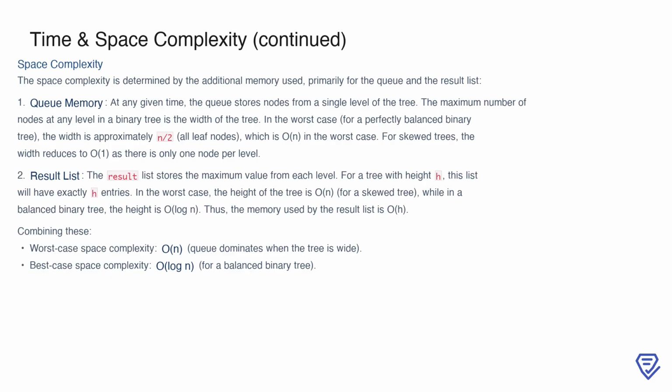For skewed trees, where only one node exists per level, the queue size reduces to O(1). The result list, on the other hand, stores one entry per tree level, which corresponds to the height h of the tree. In a worst-case scenario, the height of the tree is O(n) for skewed trees, while in balanced trees, it is O(log n). Therefore, the space complexity is dominated by the queue in wide trees, resulting in O(n) in the worst case. For balanced trees, the space complexity improves to O(log n), as the height is smaller.